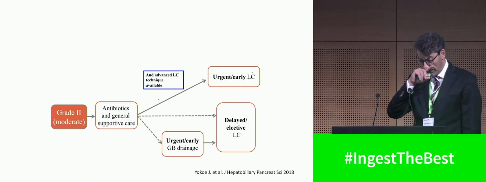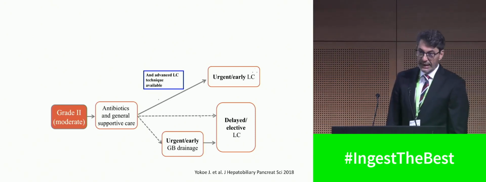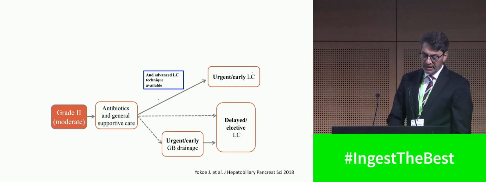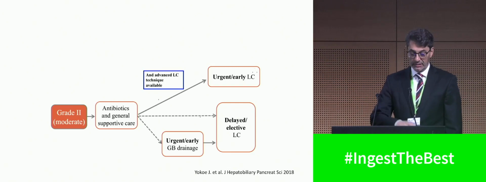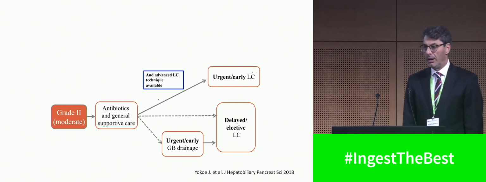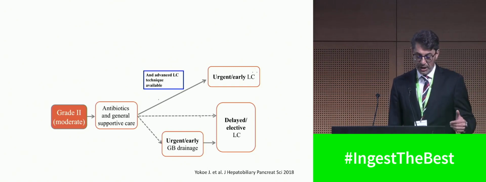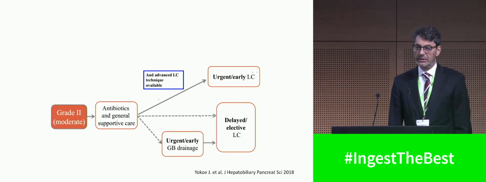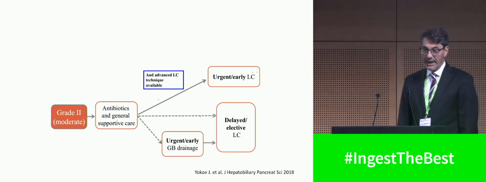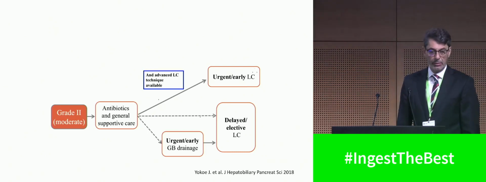Grade 2 is a little bit more complicated, because we have 3 ways in these patients. One is, again, directly to urgent laparoscopic cholecystectomy. Another is to give antibiotics and general supportive care, and then consider the option of delayed or elective laparoscopic cholecystectomy, or urgent gallbladder drainage.